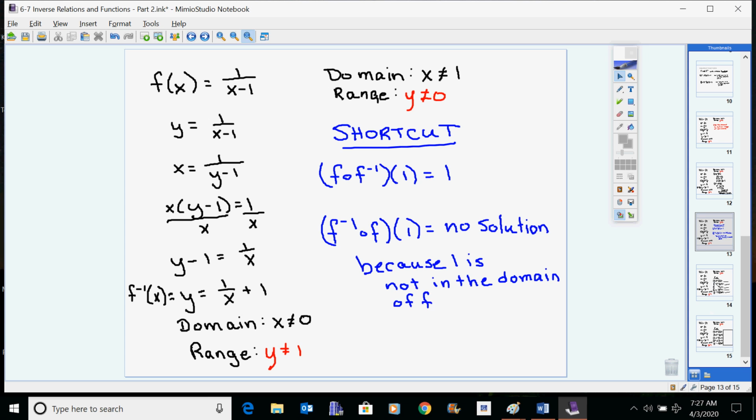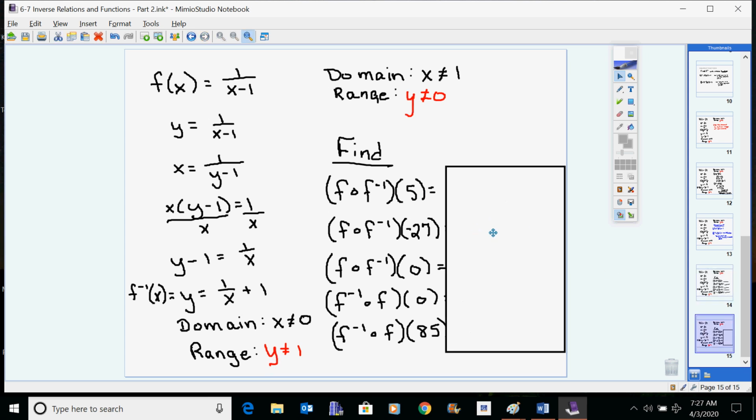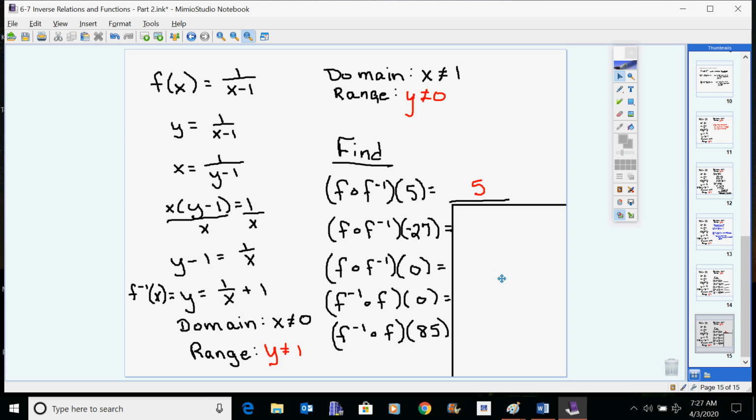So let's look at some others and do them by shortcut. We want to find the f and f inverse for these specific functions. So f of f inverse of 5 would have to be 5. Okay. I want you to think this through. Okay, because we looked at 5, and 5 is fine. F inverse of 5. The only thing that f inverse is not allowed to be is 0. F of f inverse of negative 27 is negative 27.